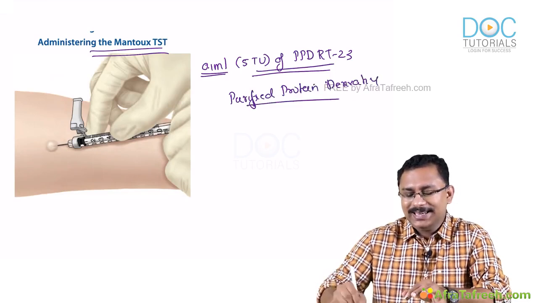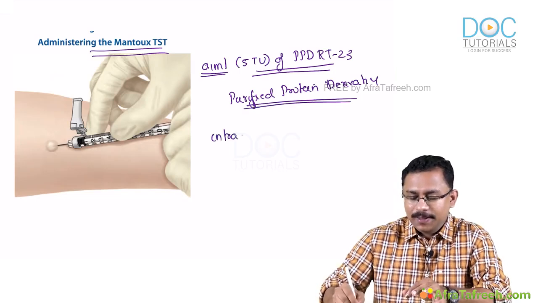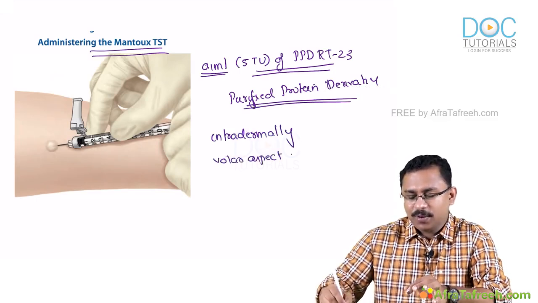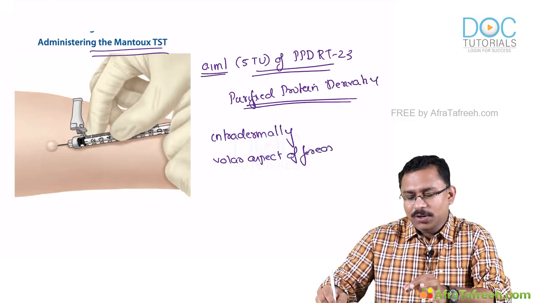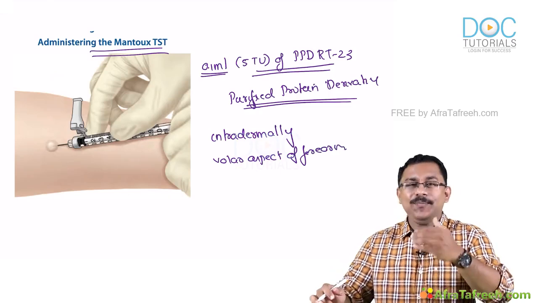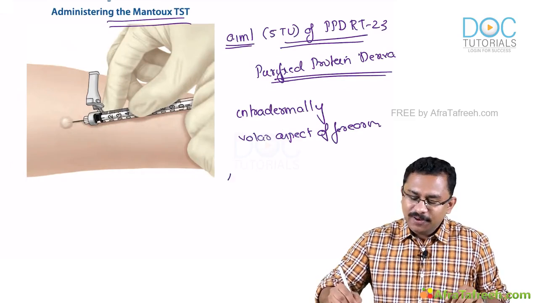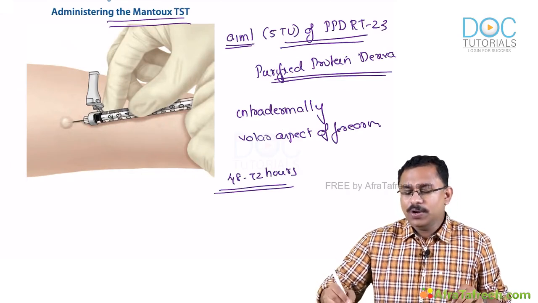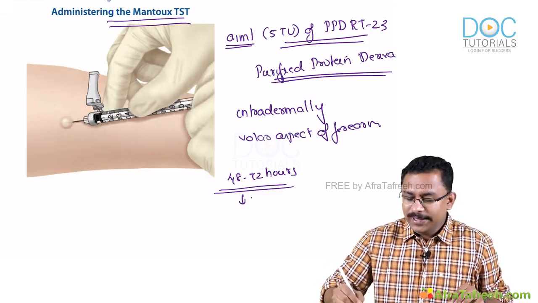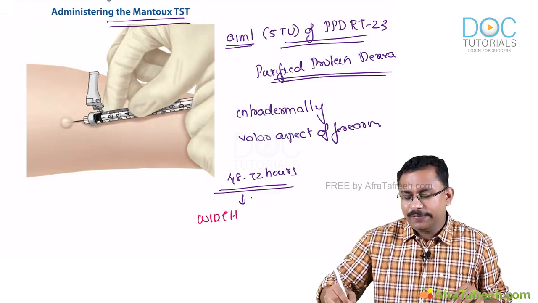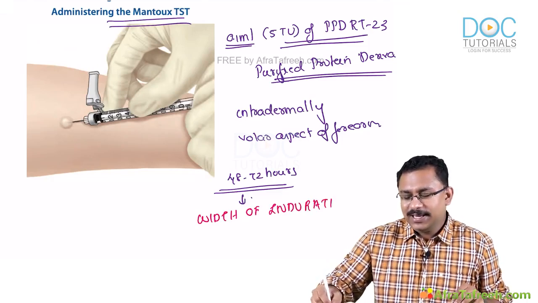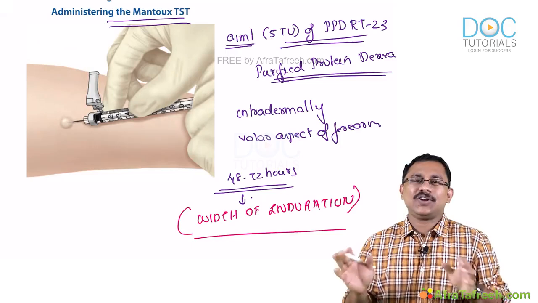So you are injecting it intradermally on the volar aspect of the forearm, and then what you are looking for is not the immediate response. After around 48 to 72 hours, you will look for what? Please look at this. It is the width of induration. I want you to be very careful here, because I have seen some people getting this wrong.